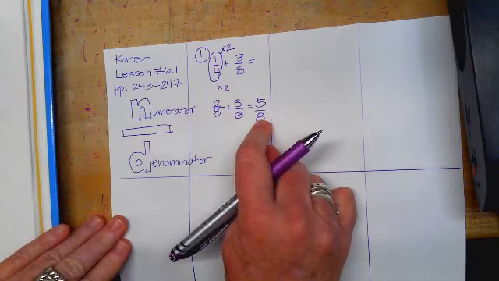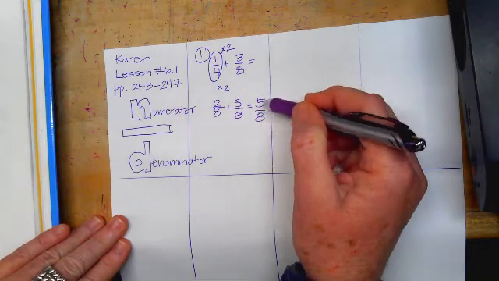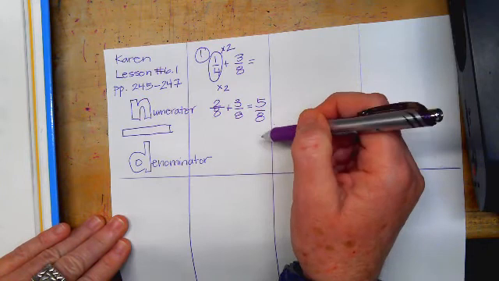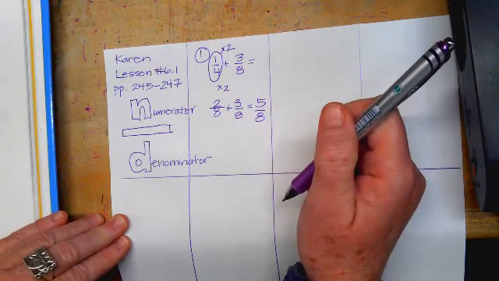Now, one way to figure out if this is in simplest form is to ask ourselves, can we divide this anymore? And the answer is no, we can't.